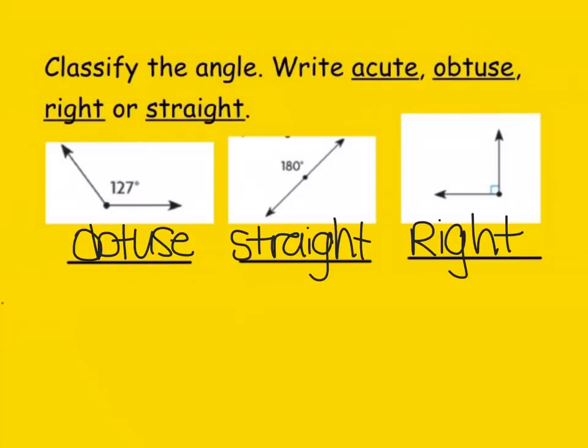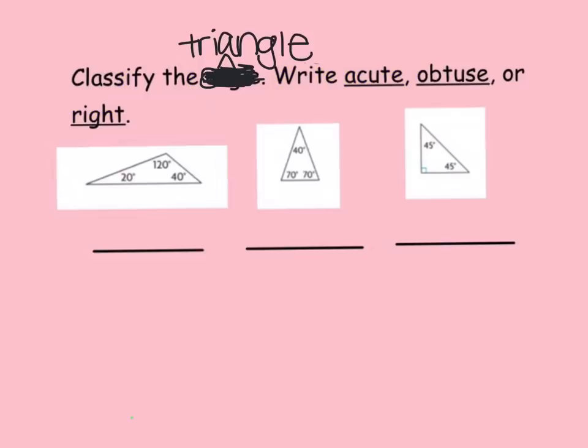All right, let's go ahead and check your answers. The first one, I got obtuse, because remember, an obtuse angle is greater than 90 degrees, but less than 180. For the second one, I got straight, because remember, a straight angle is 180 degrees. It's a straight line. The last one, remember that box. That box tells me that's 90 degrees, so therefore it's a right angle. Awesome job, guys. Thanks for following along with me. Let's go ahead and move on to our next set of problems.